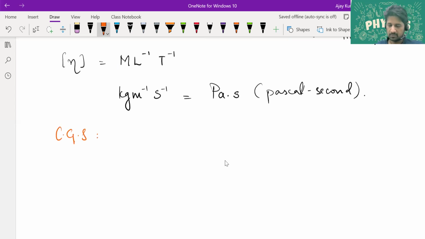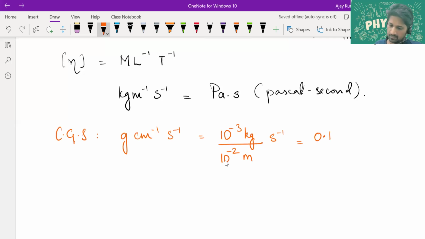The SI unit is kg per meter per second. The CGS unit automatically becomes gram per centimeter per second. If you express this in terms of the SI unit, a gram is 10^-3 kg per centimeter. A centimeter is 10^-2 meter. Second inverse, you can keep it as it is. So effectively, this becomes 10^-1, meaning 0.1 kg per meter per second. So basically, the CGS unit is 1/10 of the SI unit. It's a smaller unit.